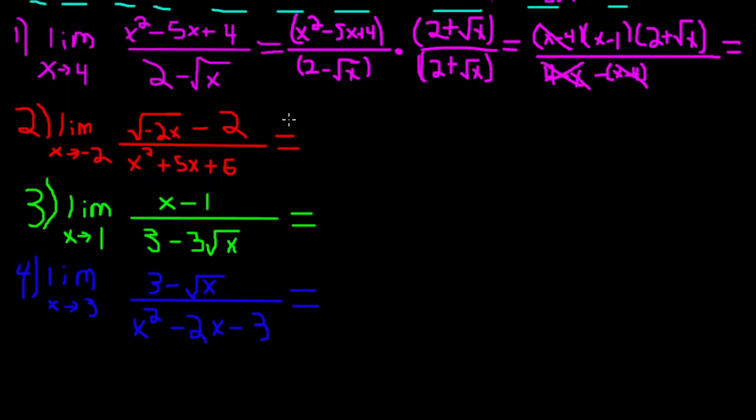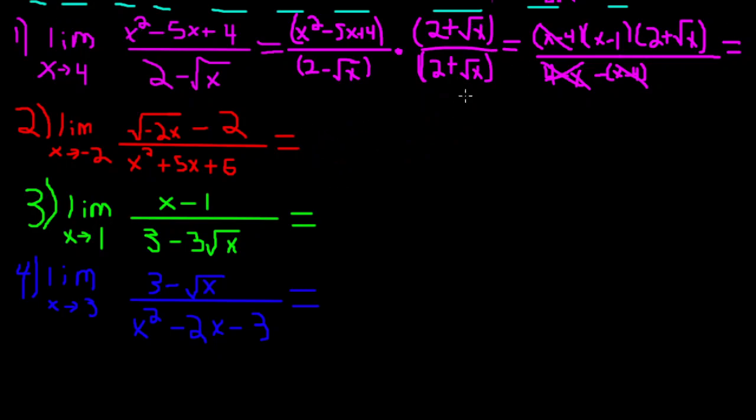Similar situation. I always try plugging it in first. So the square root of negative 2 times negative 2 is the square root of 4, which is 2, minus 2, divided by 4 minus 10 plus 6. That's going to be 0 divided by 0. So we're going to have to get rid of that. We're going to have to try something else.